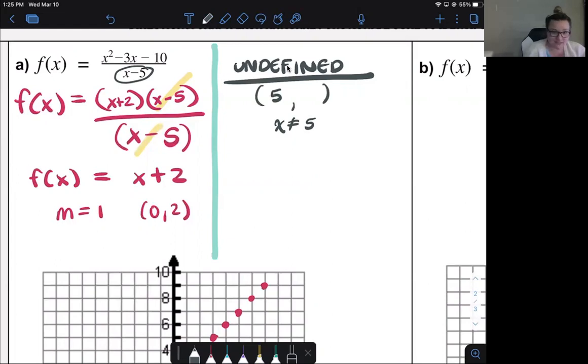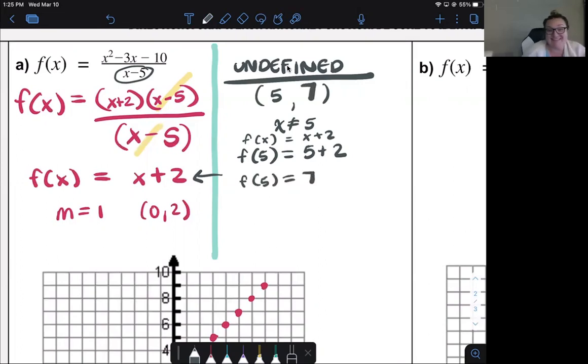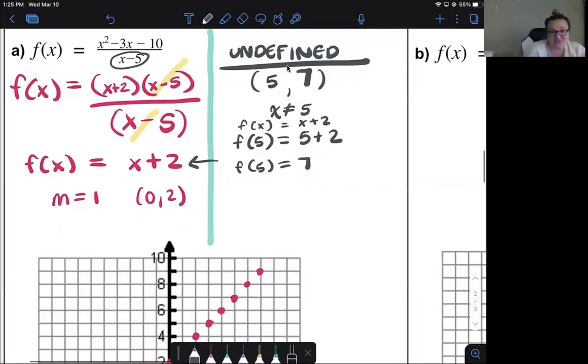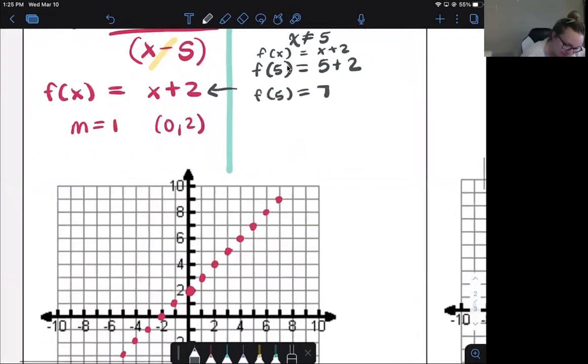So now we're going to take our simplified function again, and we're going to find f of 5. Well, our simplified function was f of x equals x plus 2. So we're going to plug in 5, and we get 7. So the point (5, 7) is not included in the function's graph. So we need to find (5, 7), which is right here.